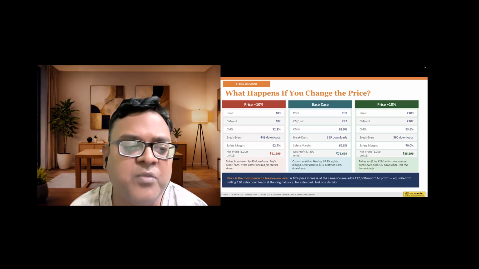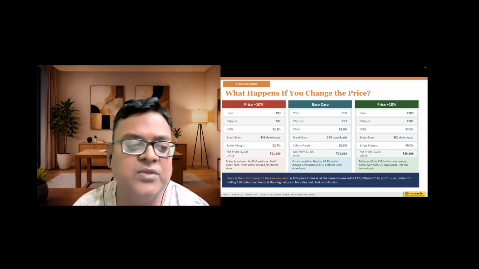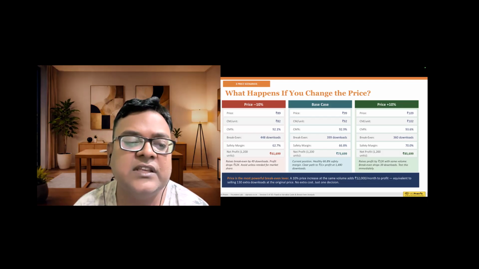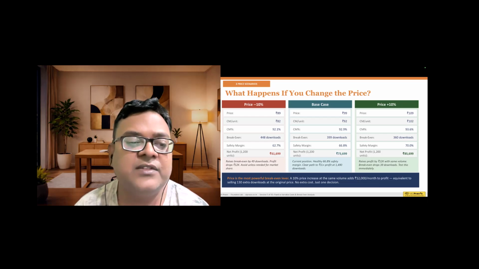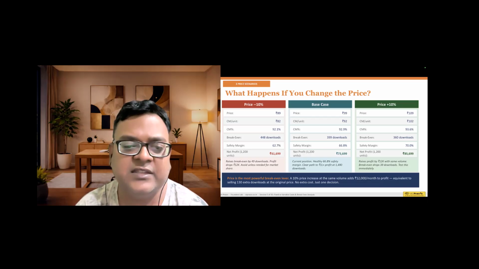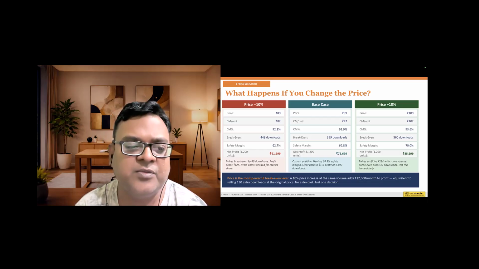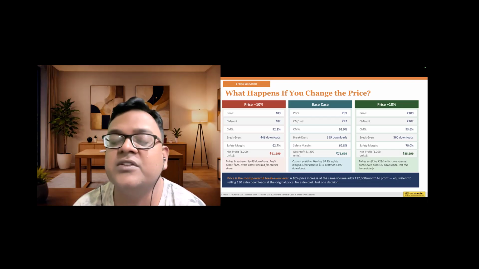You need to have more downloads to achieve it, which is 448. Here, the safety margin is 62.7%. So net profit, if you look at, is 61,699. So what this means is it raises break even by 49 downloads. Profit drops by 12,000 rupees. You take the base case, the profit was 73,699. But as soon as you reduce the price by 10%, the profit reduced by 12,000 rupees. Avoid unless needed for market share.